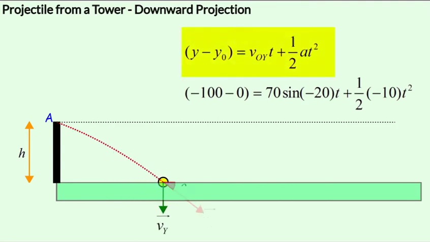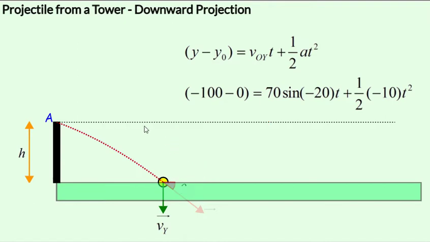We apply the second equation of motion along the y-axis, and we have y minus y0 equals v0y t plus half a t squared. Our reference line is a horizontal line passing through the launch point A. The initial y displacement y0 is 0, since at that point in time the projectile is on the reference line. The final y displacement is minus 100, where 100 is the height of the tower and the negative sign since it lies below the reference line.